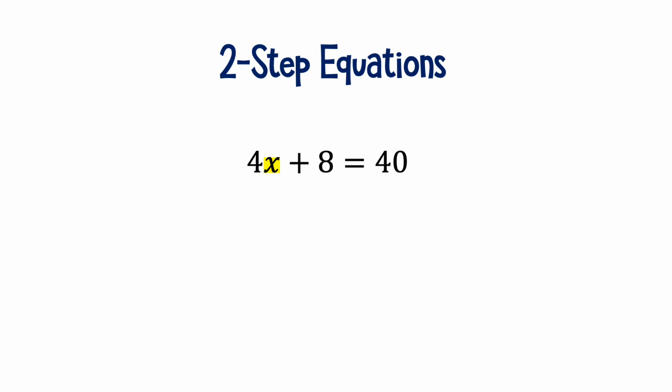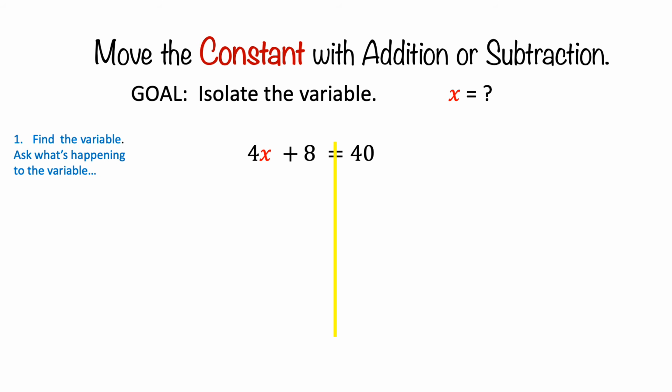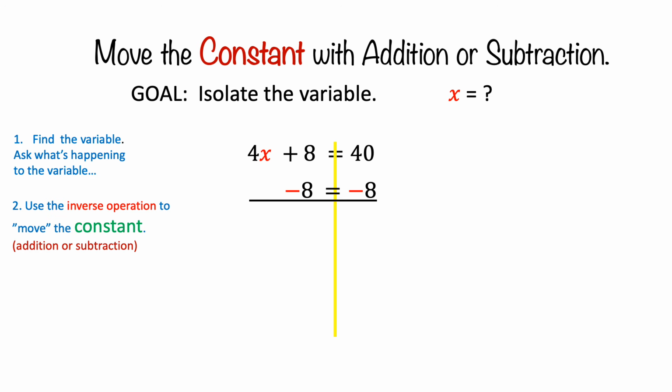This is a two-step equation. Notice that this two-step equation has a constant next to the variable as well as a coefficient. So we need to remove both numbers that are next to the variable. This is why it will take two steps. The first step will be to move the constant. We always move the constant first. Constants are moved with addition and subtraction.